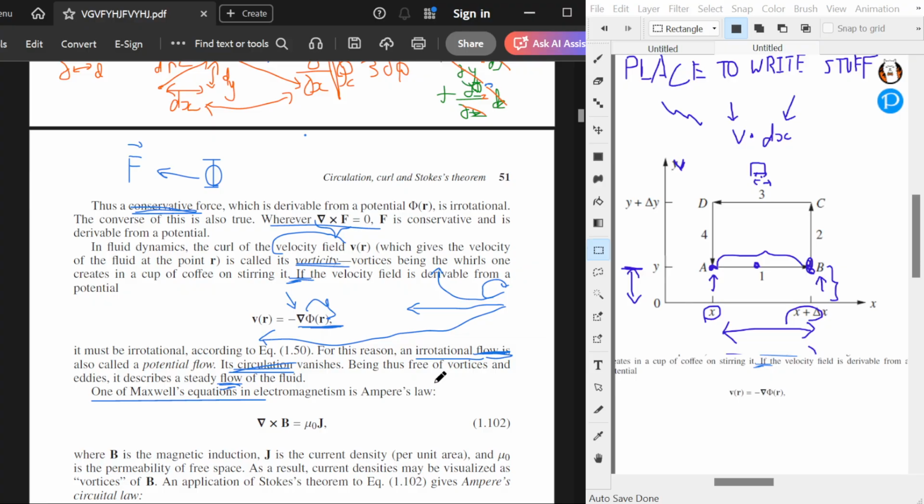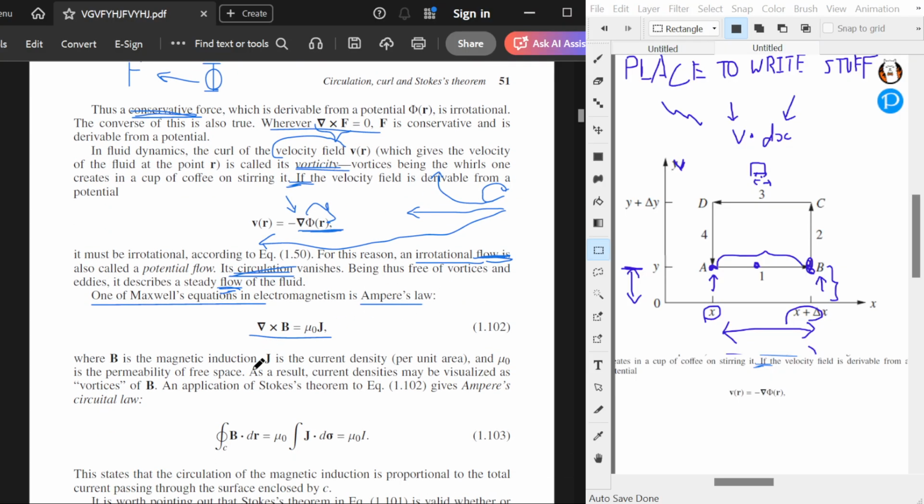One of our Maxwell equations is Ampere's law. The curl of the magnetic field equals, where B is a magnetic induction, J is a current density per unit area. Current density, so I per meter cubed, or per meter squared? I think it just means per meter squared, maybe.